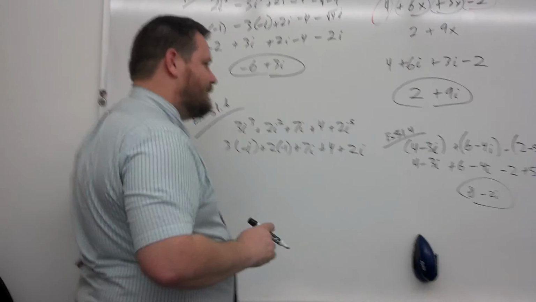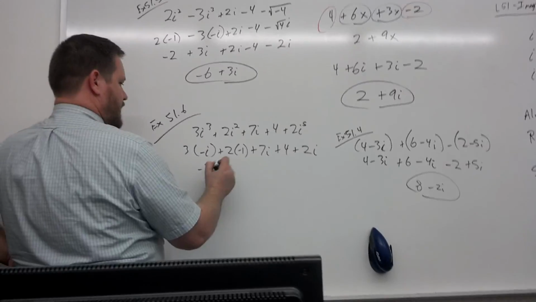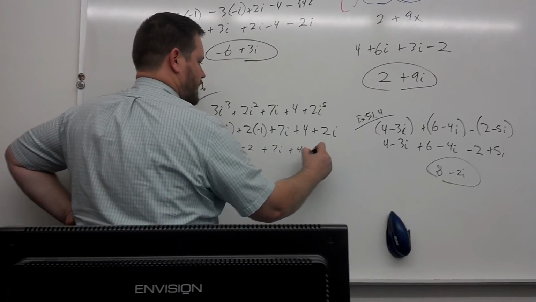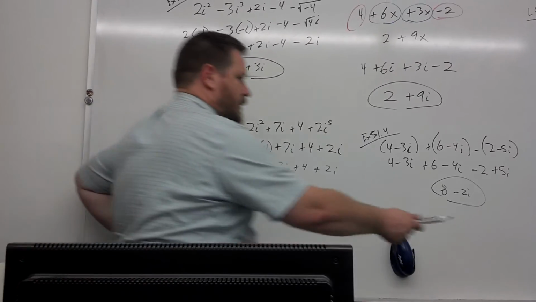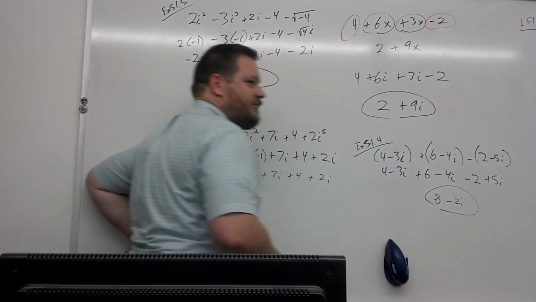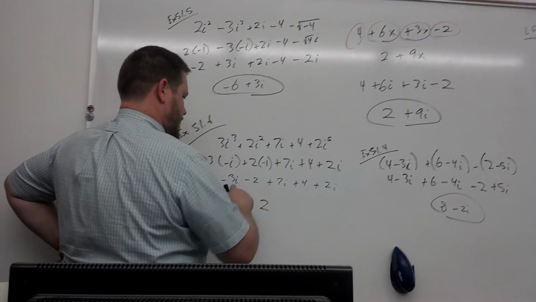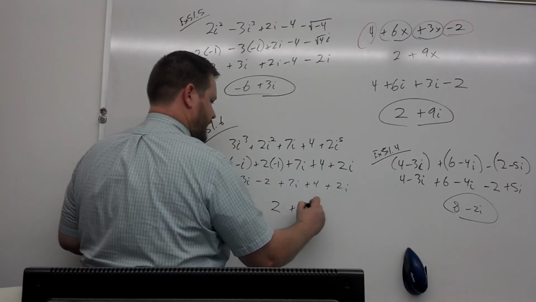Because it goes negative, negative, positive, but positive. But then wouldn't it be a radical negative 1? Oh, which is i. Okay. Alright, so this here, 3 times negative i, 2 times negative 1, 7i, 4, 2i. Remember reals first, imaginaries last. So we have negative 2 plus 4 is 2, negative 3 plus 7 is 4, plus 2 is 6i.